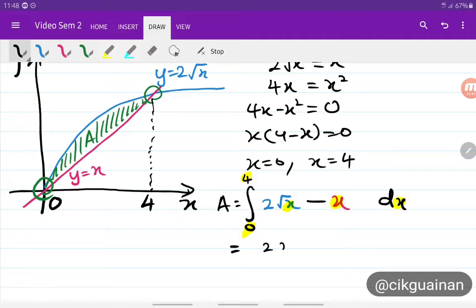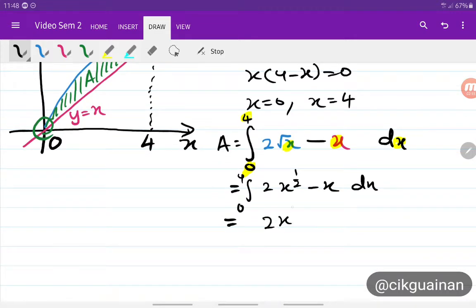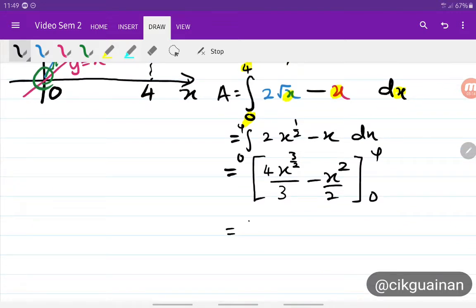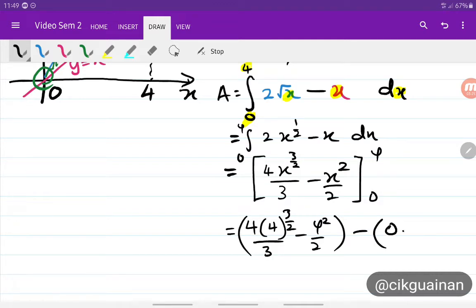So this one maybe I change a little bit first. Like that, easier. Then this one is 2x to the power 3 over 2, over 3 over 2, minus x squared over 2, from 0 to 4. Maybe I tidy up this one. Let's substitute 4 power 3 over 2 over 3 minus 4 squared over 2, minus 0. Yes, this one is 0 minus 0.